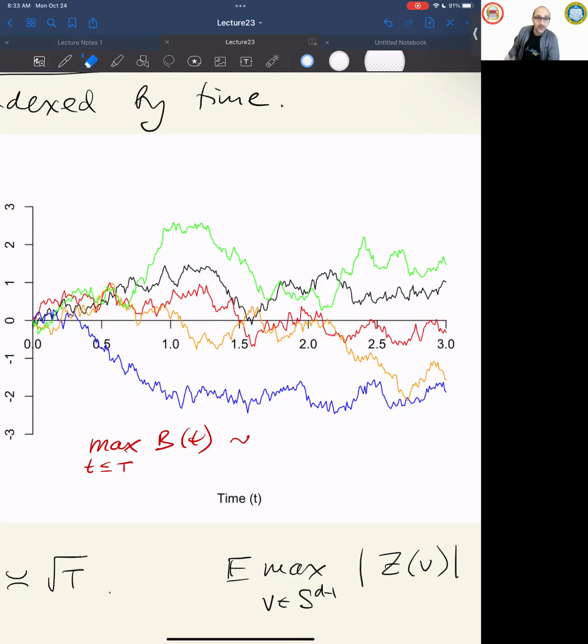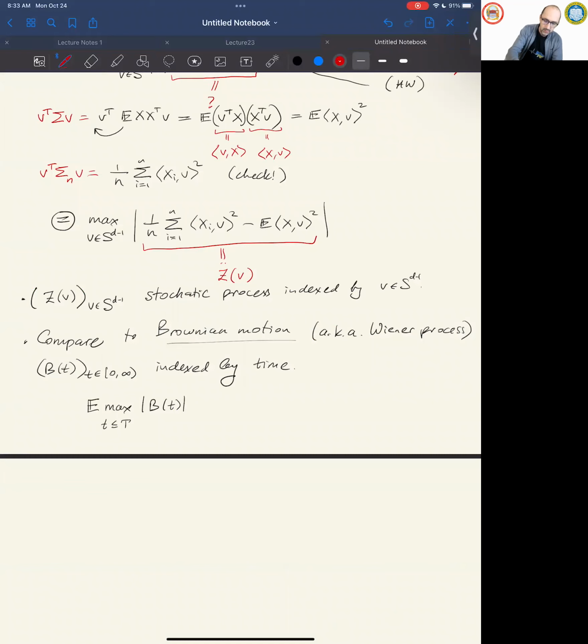This is just a heuristic. It doesn't show that here we're talking about the maximum deviation, not at the given time, but that's okay. It's still very close to the truth. It's square root of t. If you ever have a course in Brownian motion, that's what you'll learn. One of the biggest problems in Brownian motion.